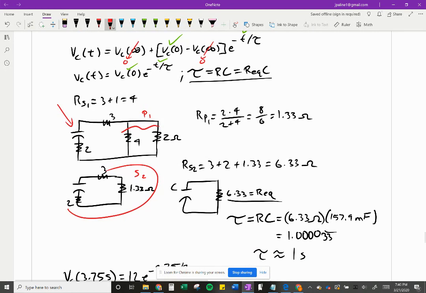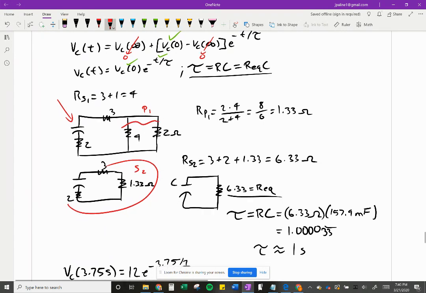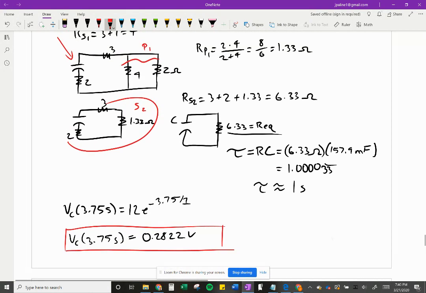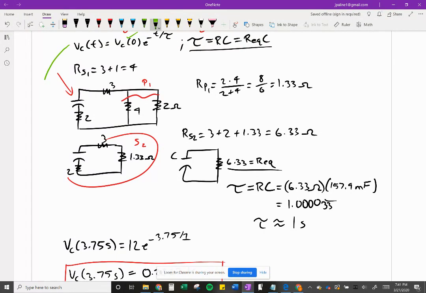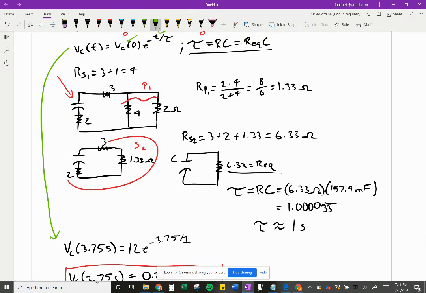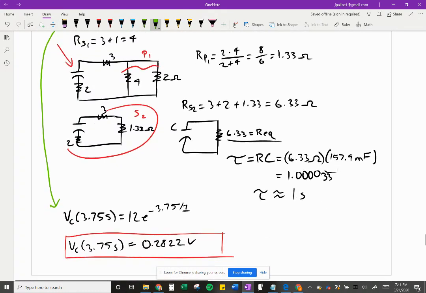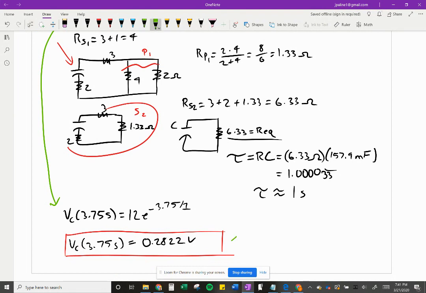If I plug that into the time constant equation, tau is equal to RC, we get 1.0000033 repeating, which for our purposes is close enough to 1 second. So all we do is take our V of C equation from up there, plug in all of our known values, and we'll find our final voltage value at 3.75 seconds.